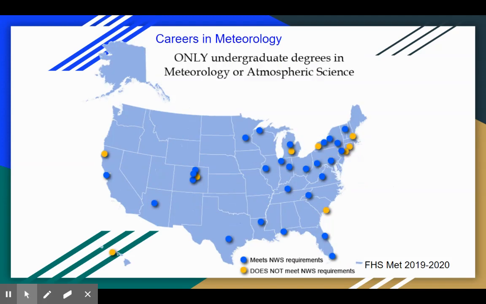Okay, so careers in meteorology. There are different colleges around the nation that are known for their meteorology degrees and atmospheric science. Here in Michigan, the ones that only offer undergraduate degrees would be Central Michigan in Mount Pleasant, and then also Michigan State in East Lansing. And you can see the region around here, and the colleges that meet the National Weather Service requirements are the ones in blue, and the ones that do not meet the requirements are in yellow. So again, only undergraduate right here in Michigan: Central and Michigan State.